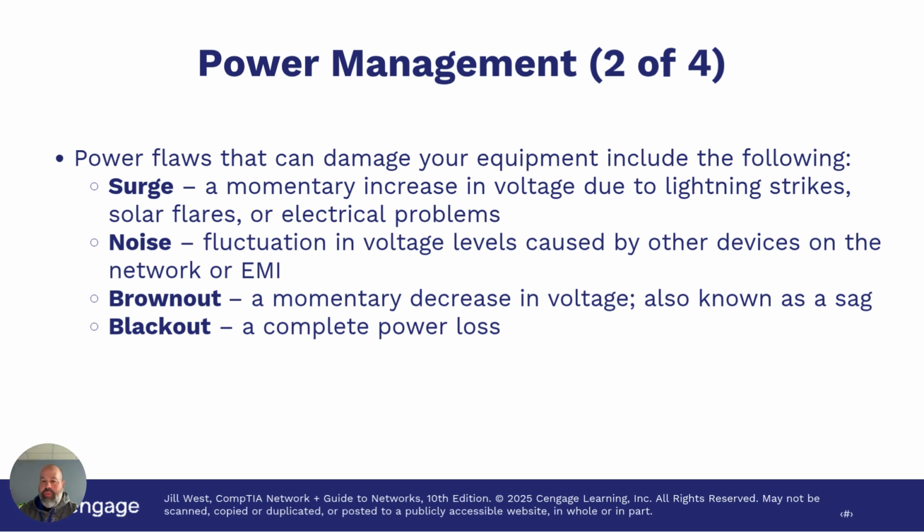radio. A brownout, also called a sag, is a momentary voltage decrease. Your lights dim briefly, and a blackout is a complete power loss. Everything goes dark. Each one of those can damage equipment in different ways. It's really the difference between getting splashed, hearing loud music, feeling dizzy, and then passing out entirely.